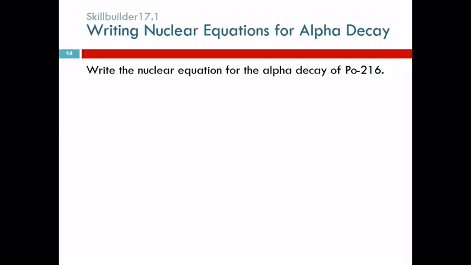Let's write the nuclear equation for the alpha decay of polonium-216. So polonium-216, Po. 216 is the mass number. The mass number is always given because there's no other way to know what it is. The atomic number isn't given here because we can figure it out from the periodic table. Looks like it's 84.